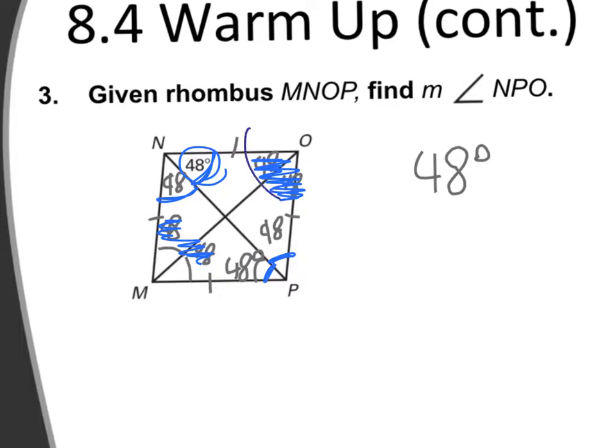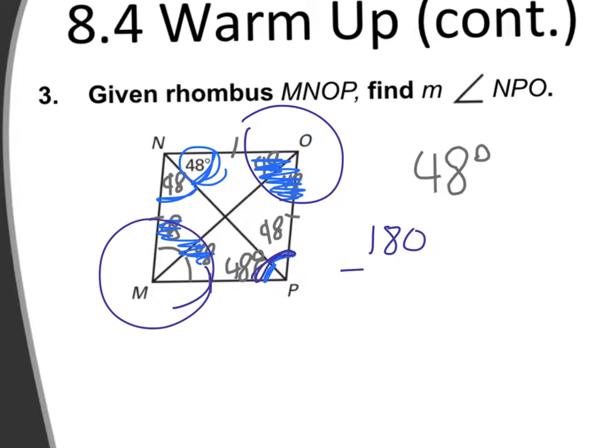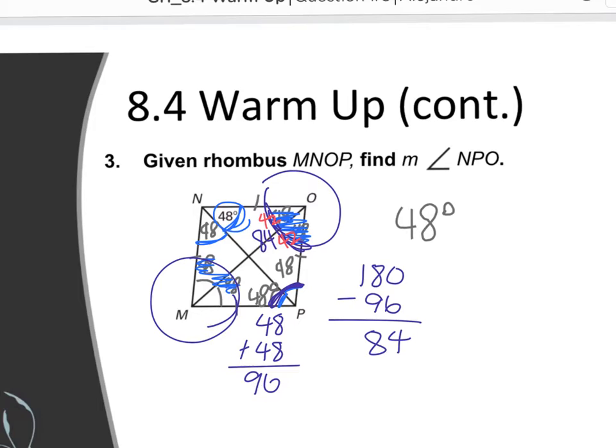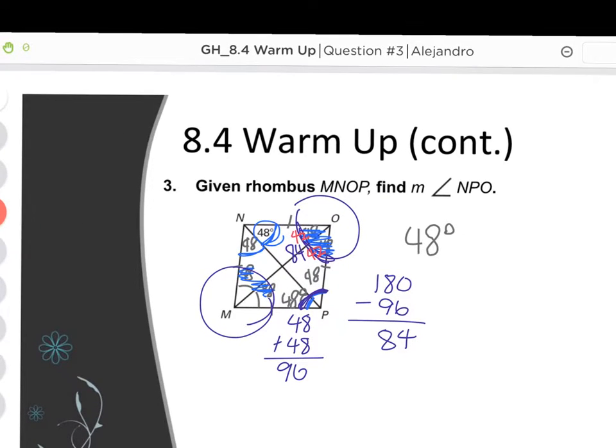The other angles, should it have asked for these, I would have done 180 minus the sum of these 2. So 48 plus 48, which is 96, subtracted from 180, and I would have gotten 84. That's the whole angle here. And then I could have divided it by 2 and gotten 42 for each of these. So some of you gave that 42. Be careful, okay? The NPO should have just been 48 degrees. Opposite angles are congruent and bisected.